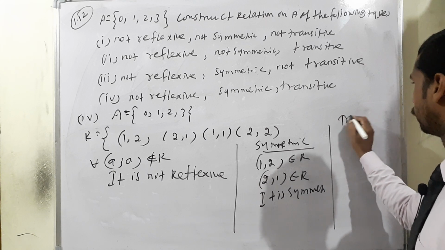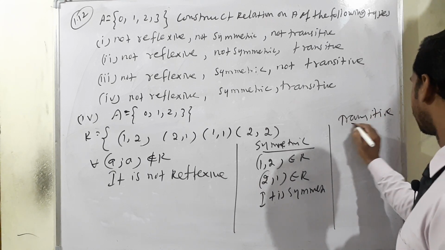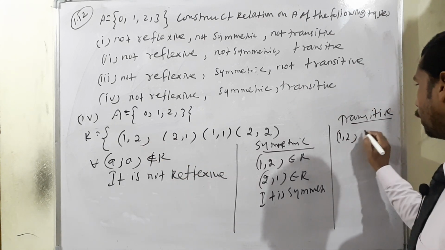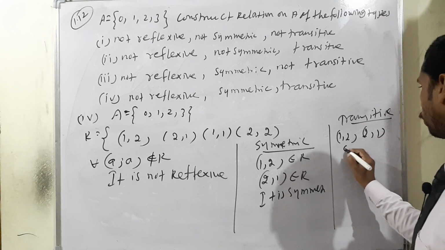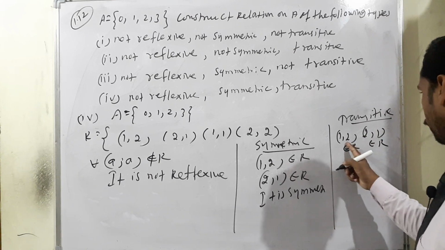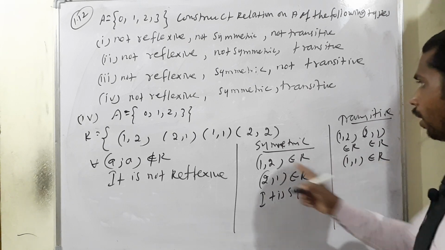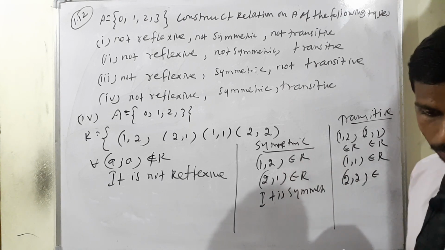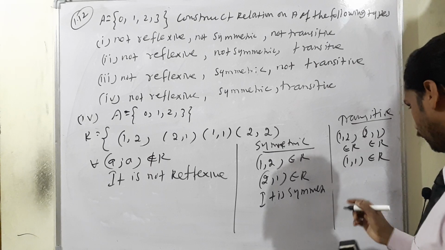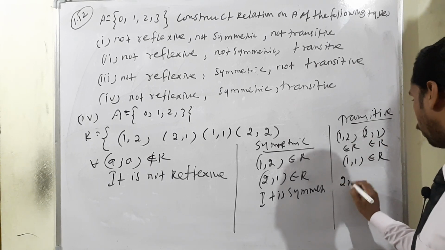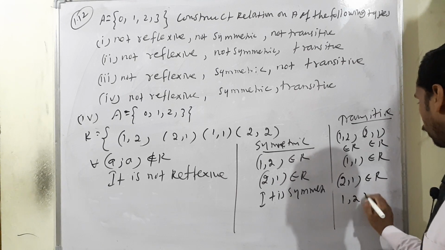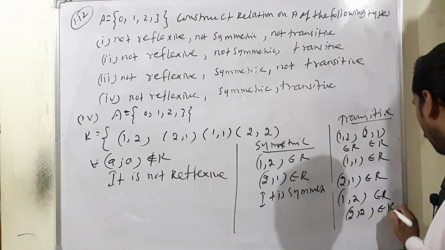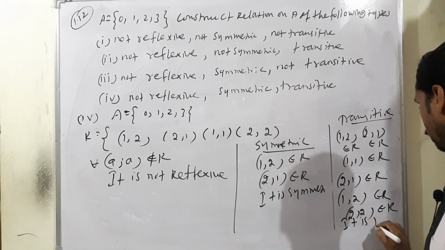Third one, transitive. So transitive means, look there, 1 comma 2 is there. Again 2 comma 1 also. So 1 comma 2 belongs to R means 2 comma 1 also belongs. Therefore, connected pair, so 1 comma 1 also belongs to R. Therefore, we can say another condition. At the same time 2 comma 2 also belongs to R. How? Then second pair. First I am writing 2 comma 1. So 2 comma 1 belongs to R, then 1 comma 2 also belongs to R. Therefore 2 comma 2 also belongs to R. That's why we are saying it is transitive.